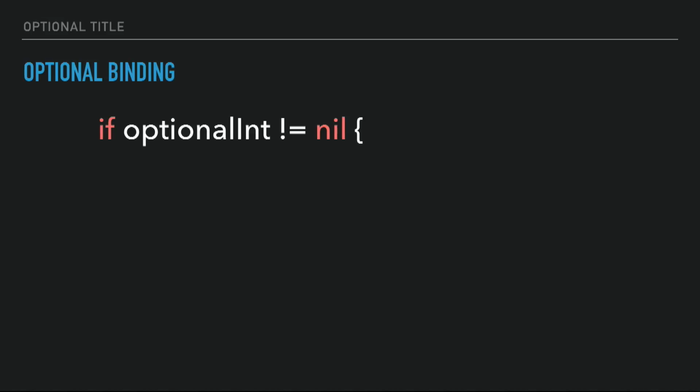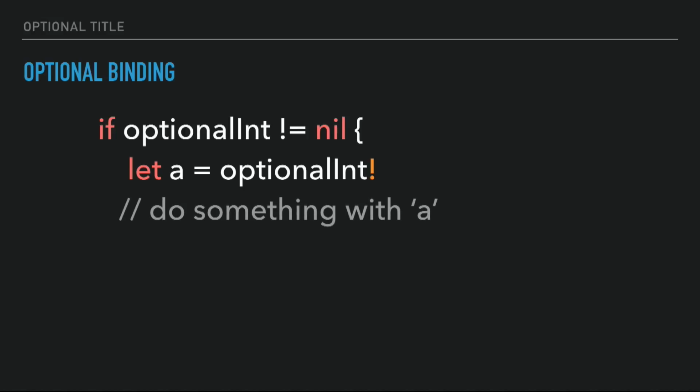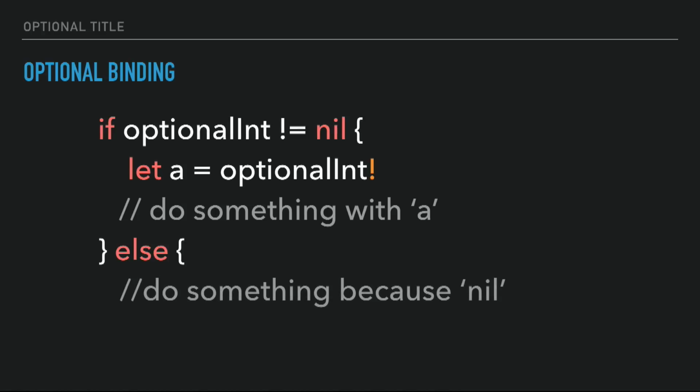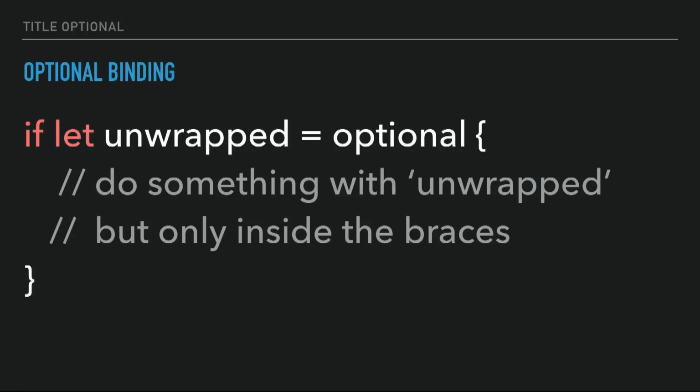So optional binding. This is in essence what you're doing. If this optional integer is not nil, it has a value, then I'm going to create a constant called a, and I'm effectively going to force unwrap that value, and I'm going to do something with a. Otherwise, if it doesn't have a value, then I'm going to do something because it's nil. That is what you were doing with optional binding.